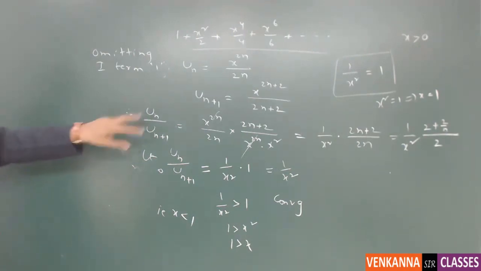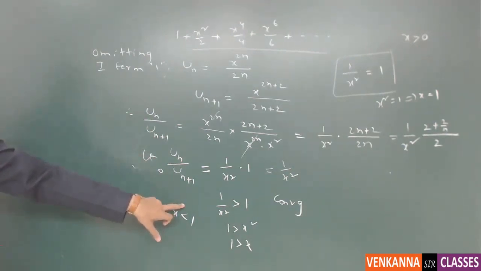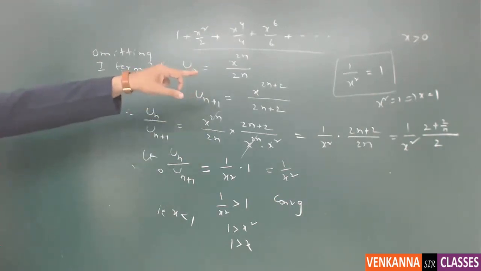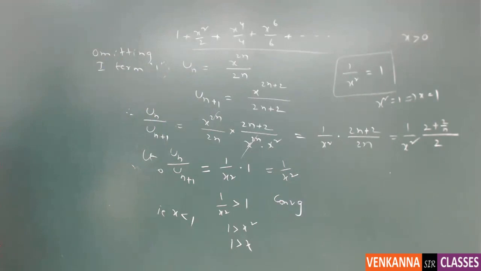So two situations are confirmed. One, when x is less than 1, convergent. When x is greater than 1, divergent. When x equal to 1, the test fails. Okay? Any questions?